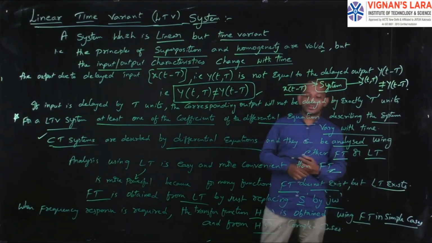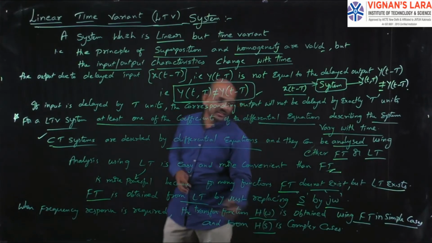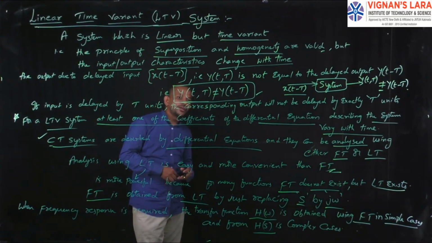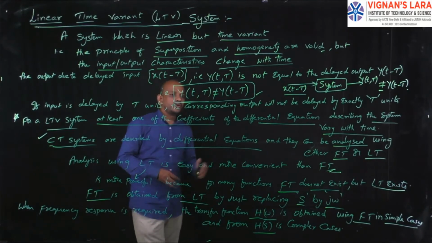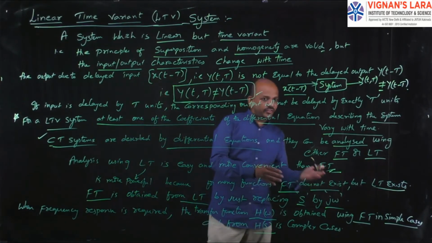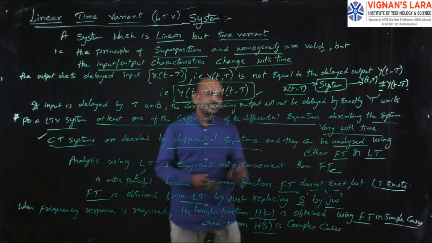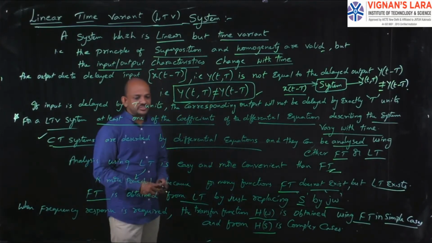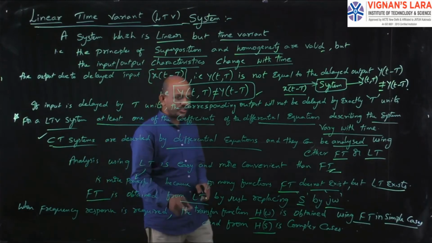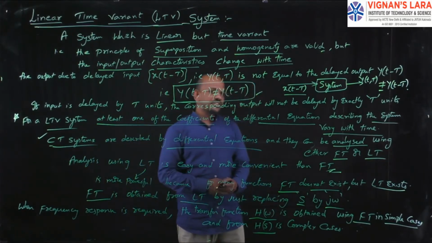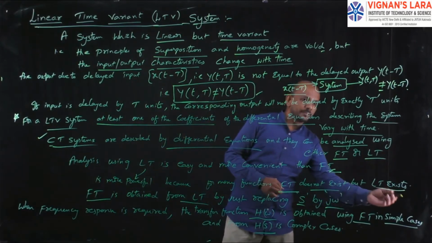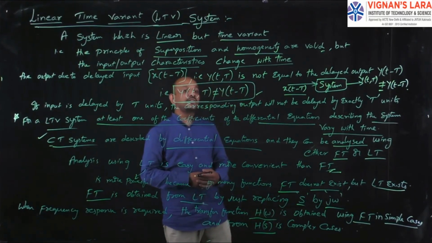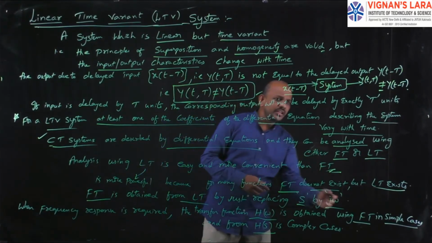H of s we can find out by using Laplace transform. That is, for complex cases I will go for the Laplace transform. From that I will get the H of s transfer function. So whenever frequency response is required, I go for the transfer function H of omega, which can be obtained from Fourier transform in simple cases, and I go for H of s, which is obtained from Laplace transform in complex cases.